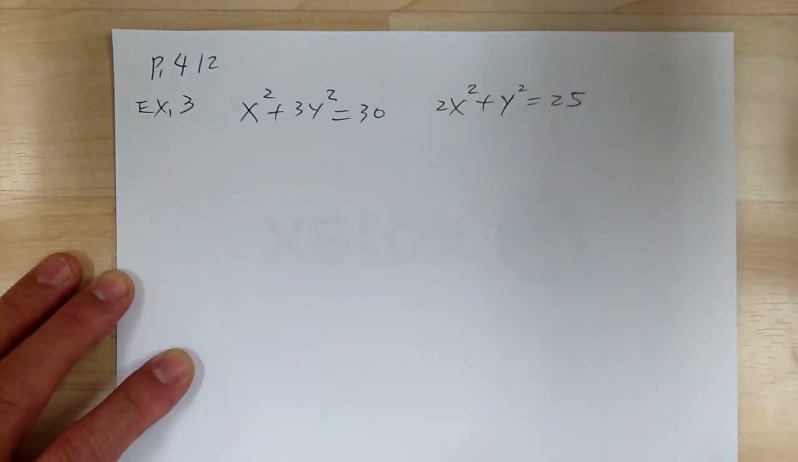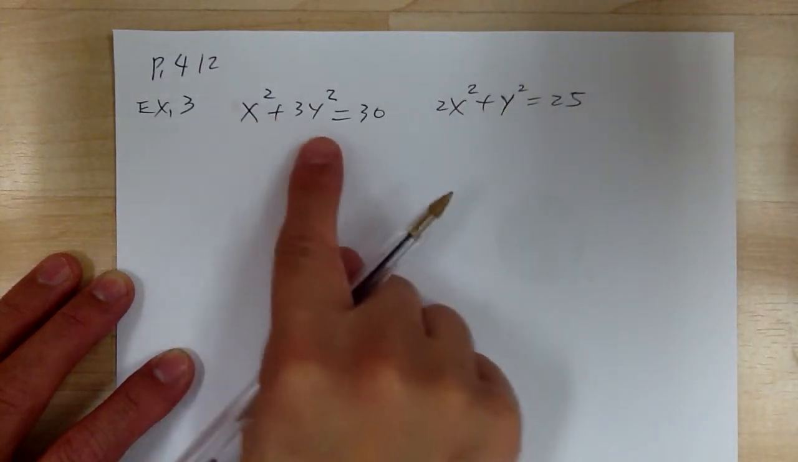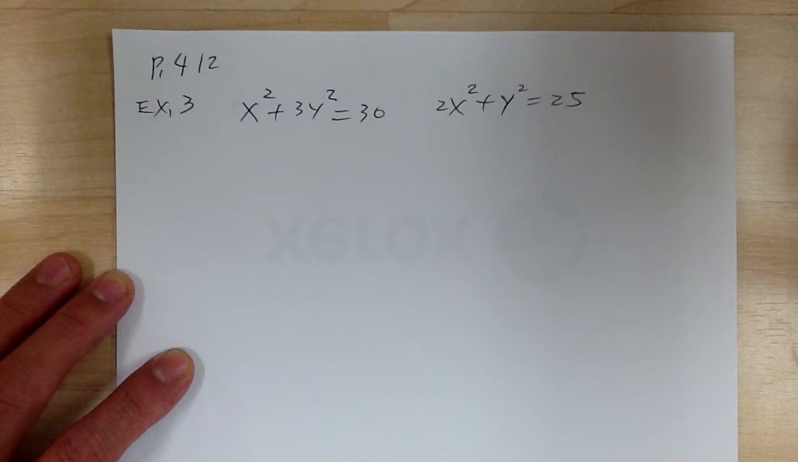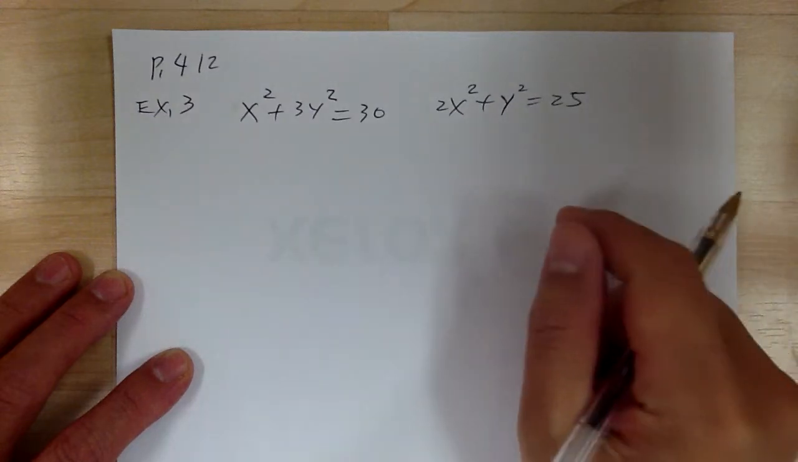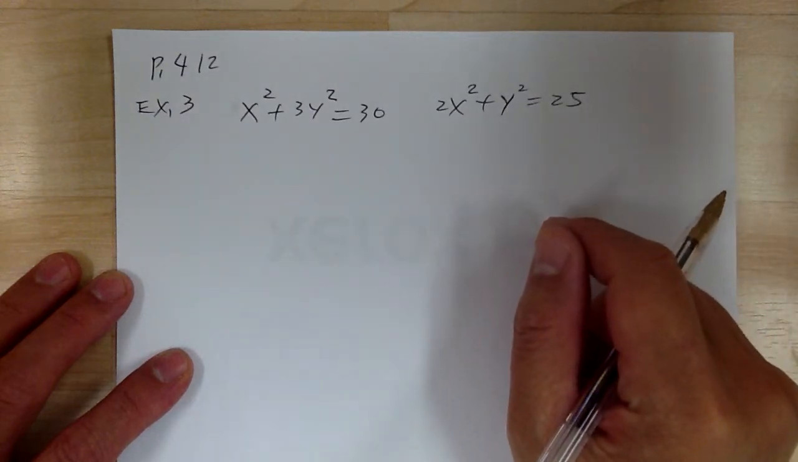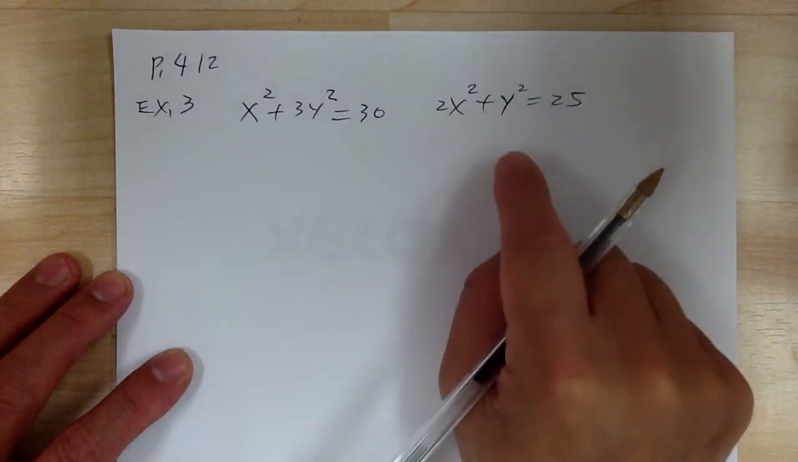Okay, so now you got two equations. Now they look very similar, right? You got x squared, y squared, x squared, y squared. So that's your clue. You want to use elimination method. Okay, so you want to use elimination method. So I'm going to eliminate the x.